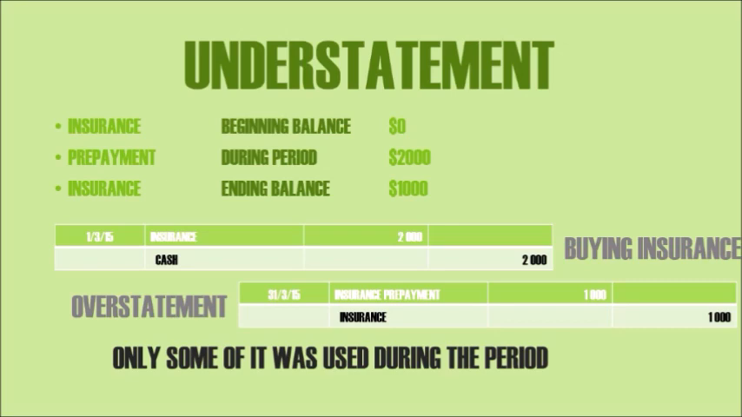On the other hand, you can have an understatement. Let's say you want to buy prepaid insurance for 2 months. At the start of the period, you do not have any existing prepaid insurance. You buy a prepayment for 2 periods of insurance, and at the end of the period, you've used up 1 period's worth of insurance. Therefore, you still have 1 period of insurance remaining. Thus, you've only used up half of the prepaid insurance that you've paid for. So you reduce the amount of prepaid by the amount that you've used.